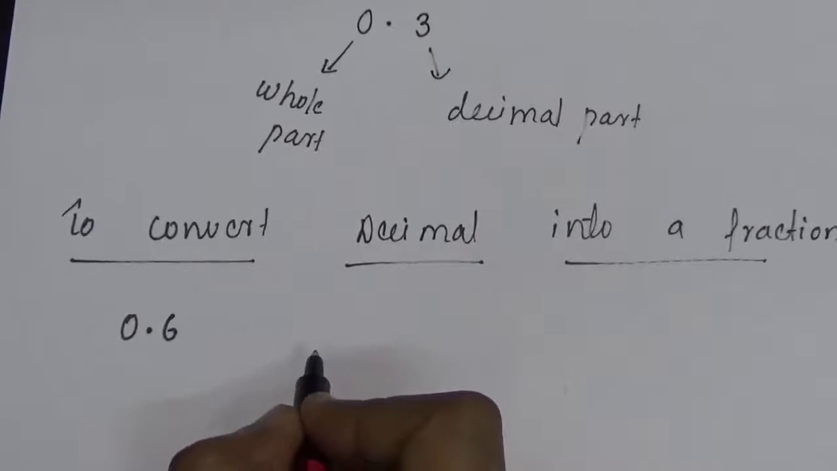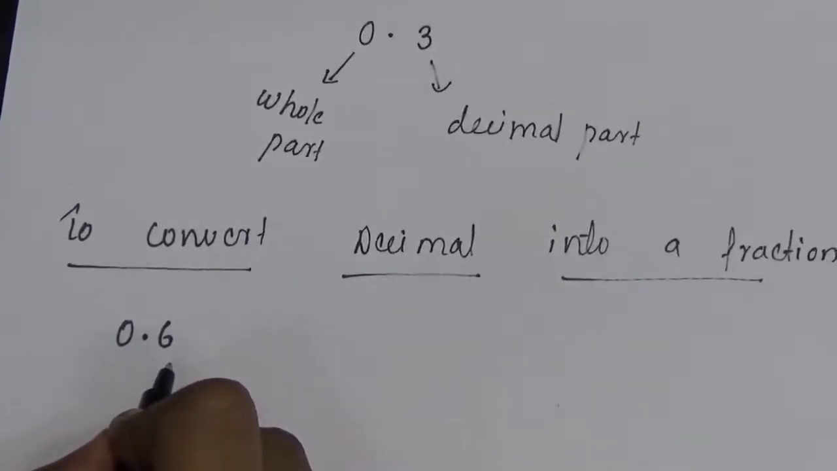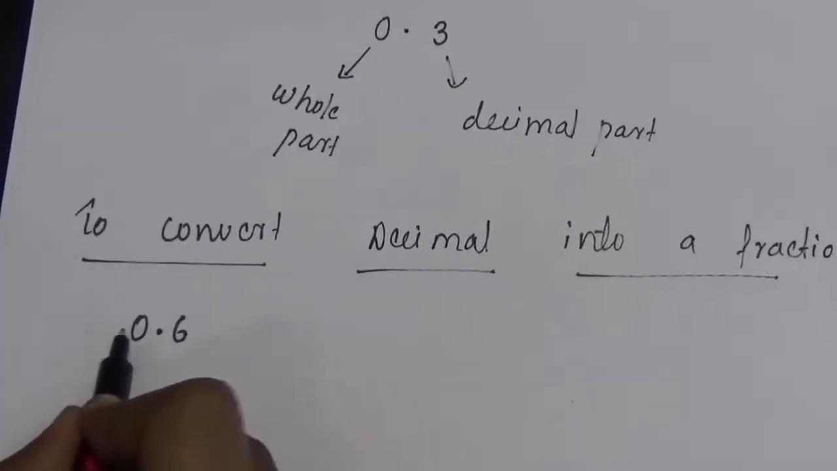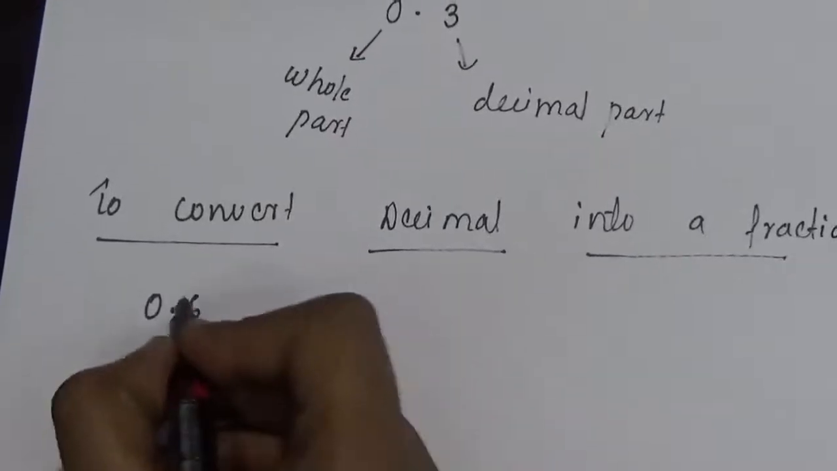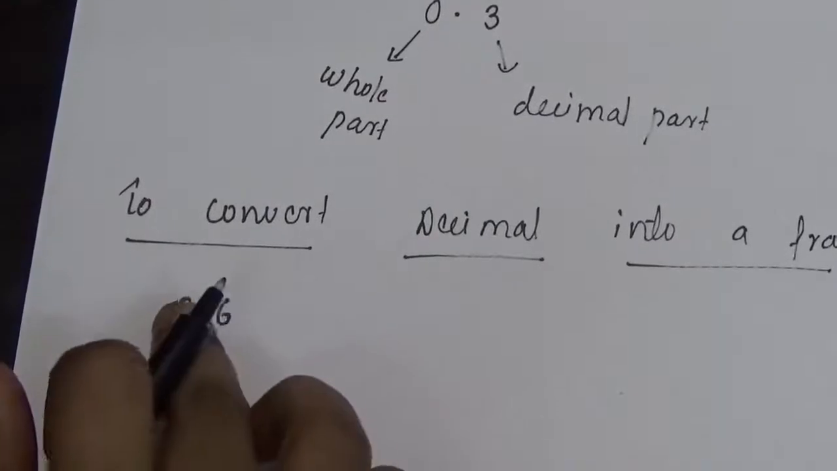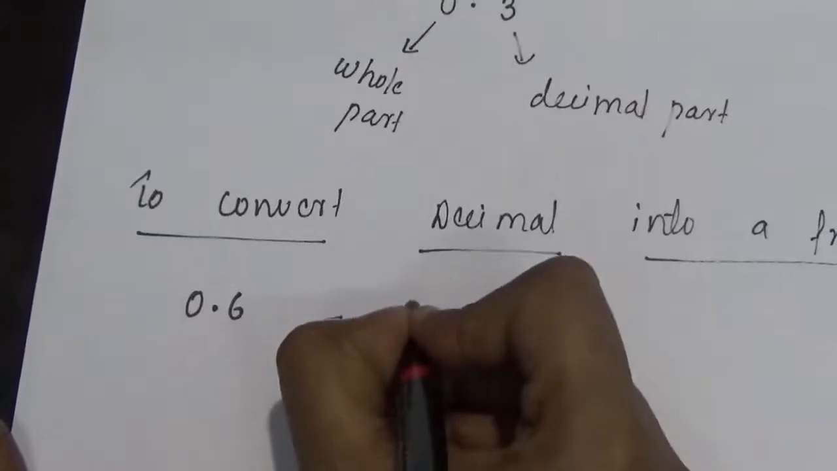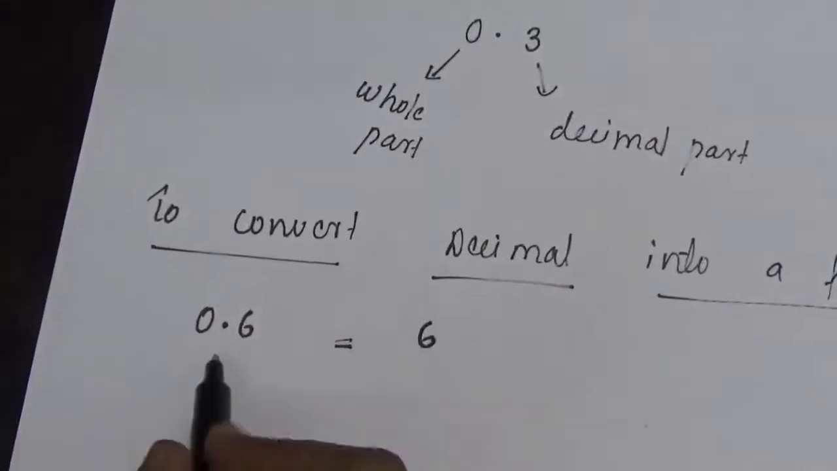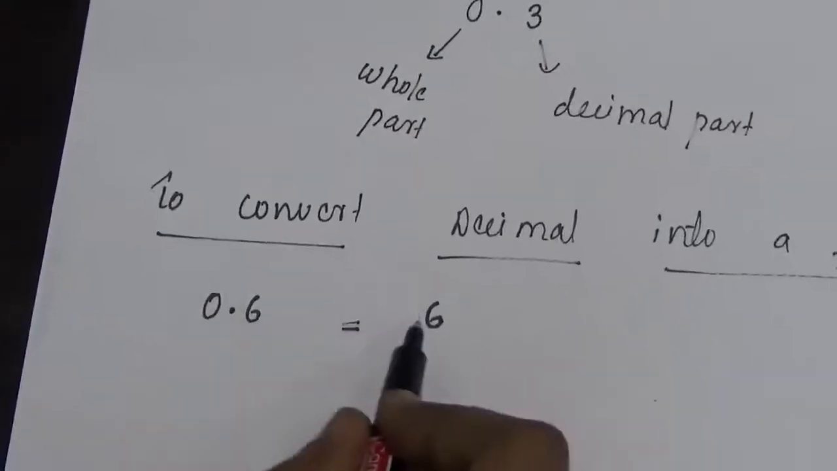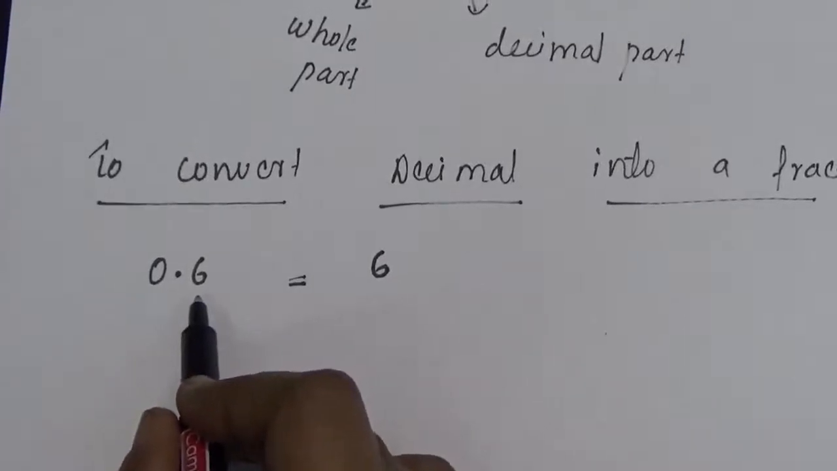For that, first we remove the decimal point and write the resulting number as the numerator. So here it is 0.6. You remove the decimal point and then you write the number. If you remove the decimal point from this, you will get 6. You can write that 6 in the numerator, because we are writing this 0.6 in terms of a fraction. So we write the number which is obtained by removing the decimal point in the given number.